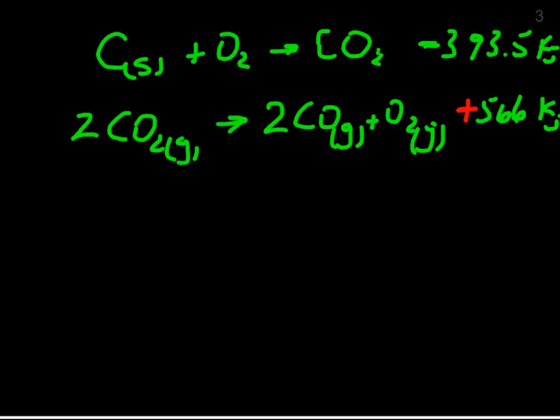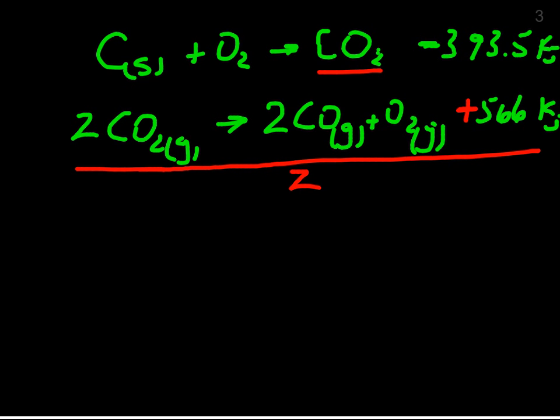So these are the rules of thermodynamics. Now when I look at this, I'm going to want to cancel out the CO2s. Trouble is, I have 2 CO2s there, I have 1 CO2 there. One of the properties of thermochemistry is that the amount of heat is proportional to the amount of reactant or product. So I'm going to divide this whole equation by 2. I'm going to simply divide everything there by 2.